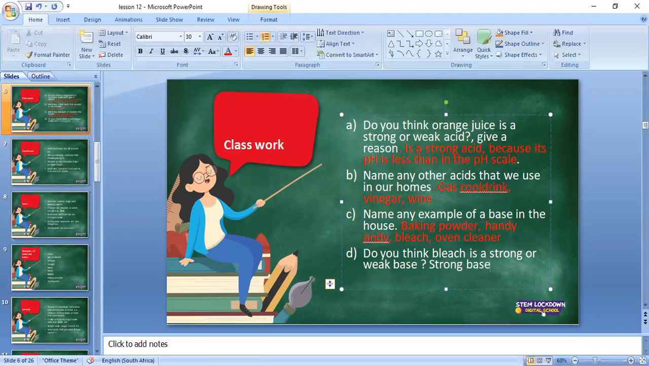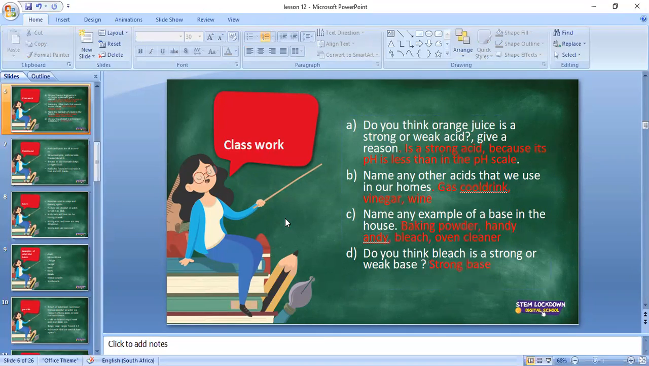Strong base, because if bleach touches your black clothes, it changes color and so forth. So it's a strong base. Are we clear, grade 9, with our classwork? Write that down. And then I'm waiting for questions, grade 9. Write in your chat box there any questions.